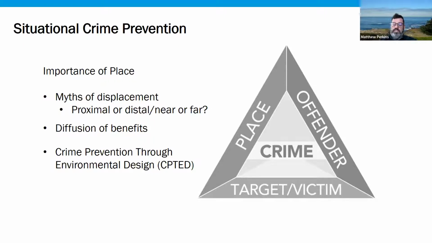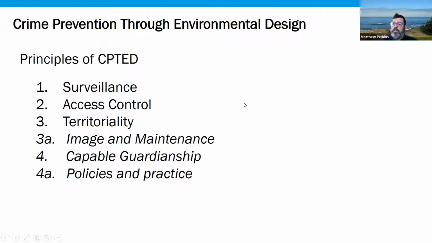In fact, what we see is that when we make physical spaces better, there's a diffusion of benefits, so the places around it get better as well. Crime prevention through environmental design can be a really important tool in impacting places. A lot of people, when they think of CPTED, think about the strategies that are used to impact place. So that's the lighting strategy, or that's the fencing strategy, or that's the camera strategy.